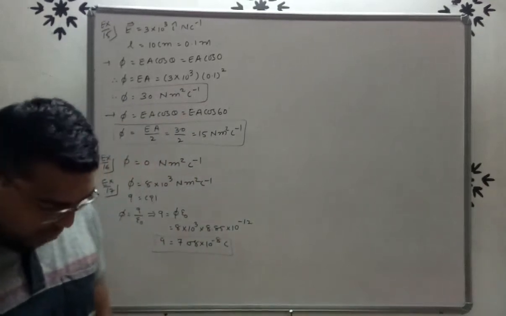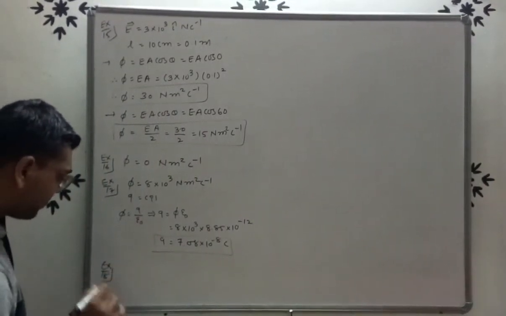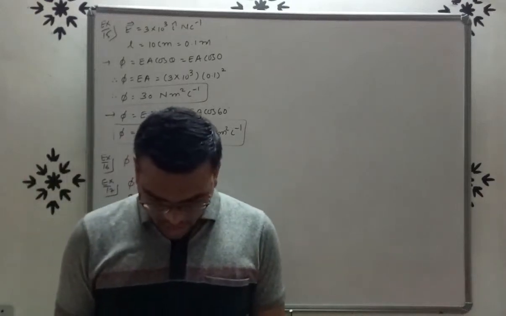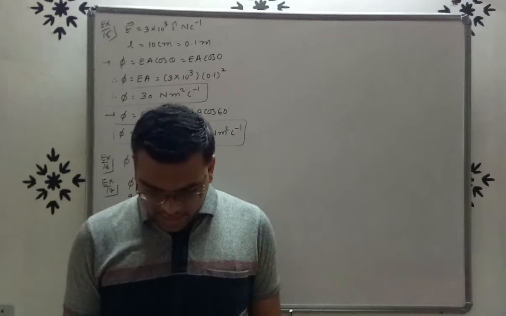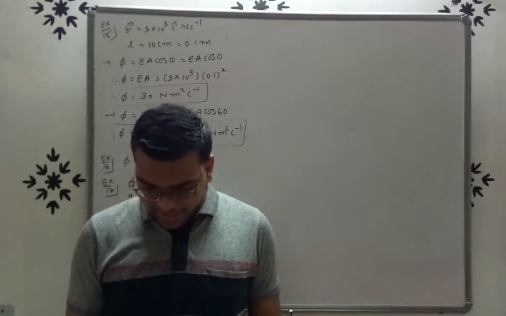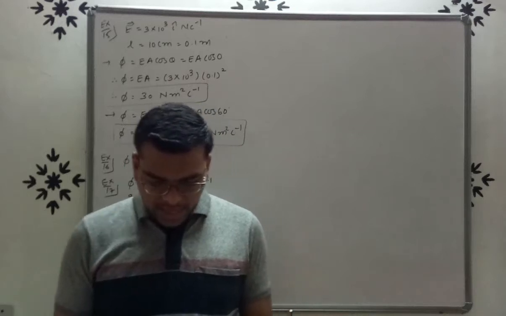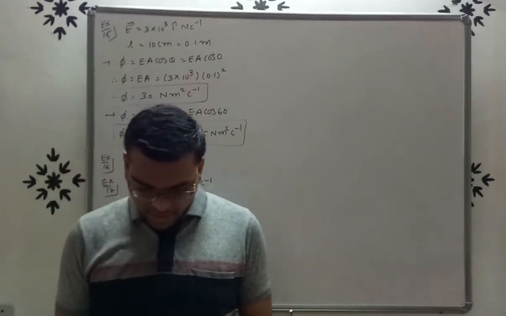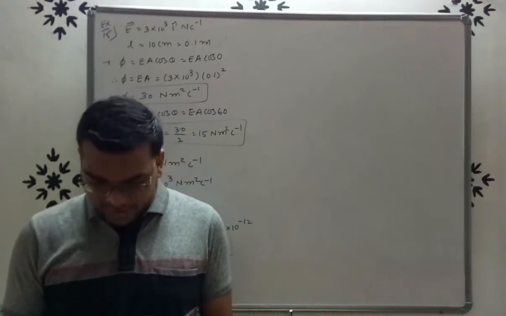So this concept we already discussed in the theory portion, right? Now we move forward to our next example, example number 18. A point charge of 10 microcoulomb is at a distance of 5 cm directly above the center of a square of side 10 cm, as shown in the figure. What is the magnitude of electric flux through the square?